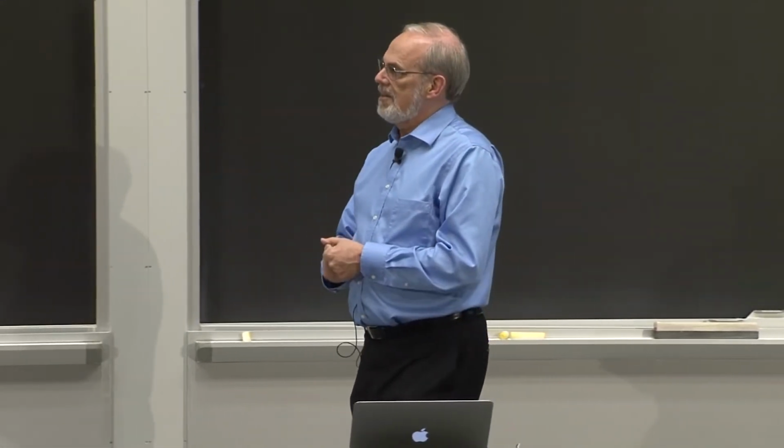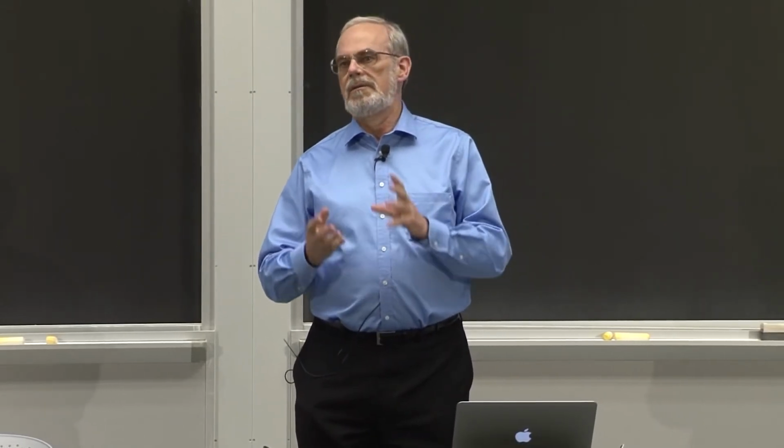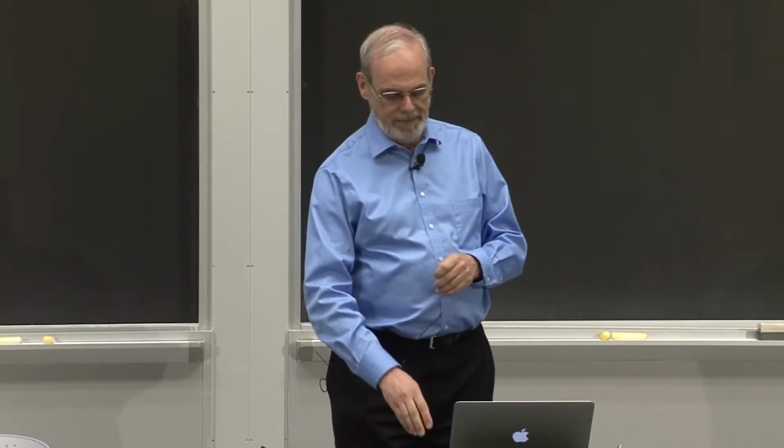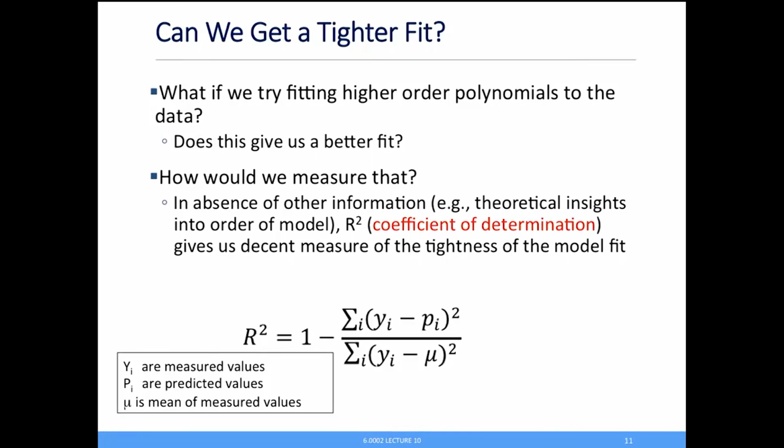And what it does is it basically tells me, with a value between 0 and 1, how well this model fits the data. Just to remind you, in this case, the y's are the measured values. The p's are the predicted values. That's what my model is saying for each one of these cases. And mu down here is the mean, or the average, of the measured values.